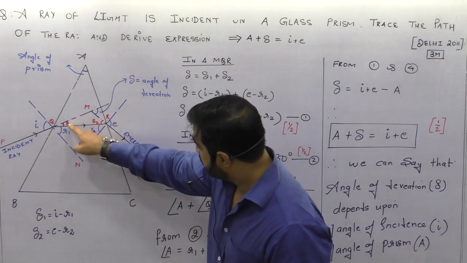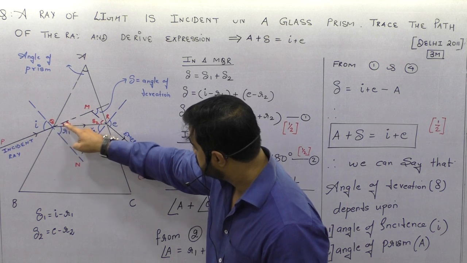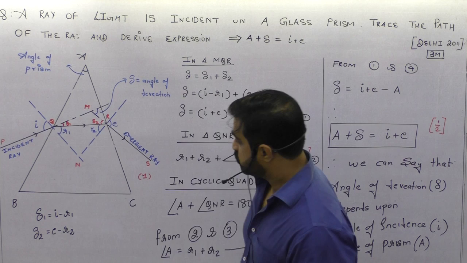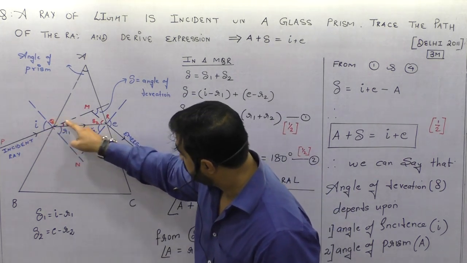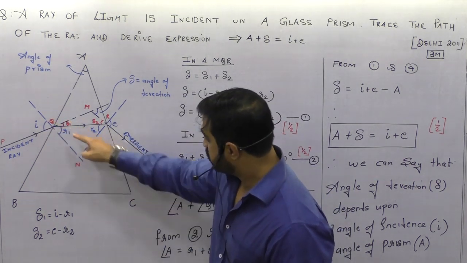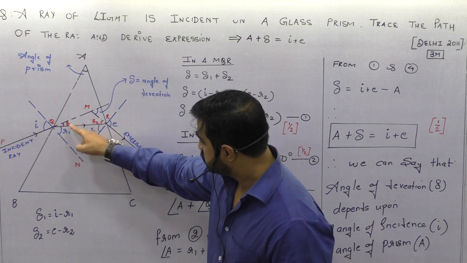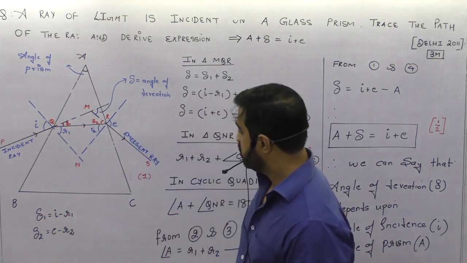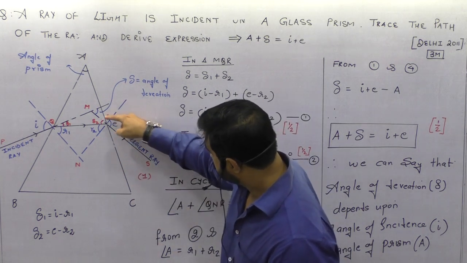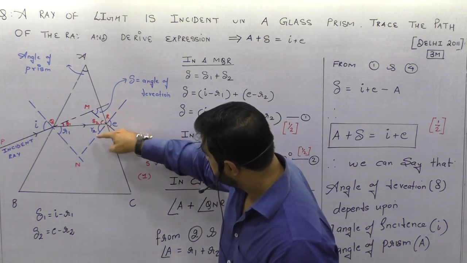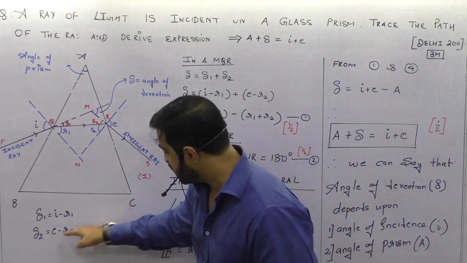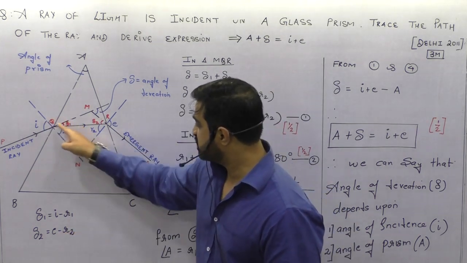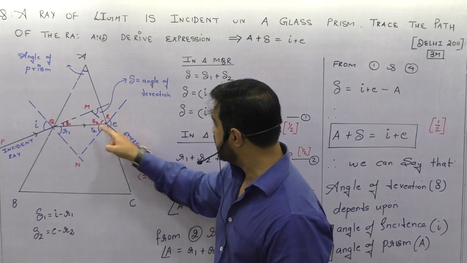Can I say this angle, let it be delta 1, and this angle, let it be delta 2? So if this is I, this whole will be I. Out of this is R1. So delta 1 will become I minus R1. And this whole is E. So this whole will also be E. So delta 2 will become E minus R2. So we know delta 1 is I minus R1 and delta 2 is E minus R2.